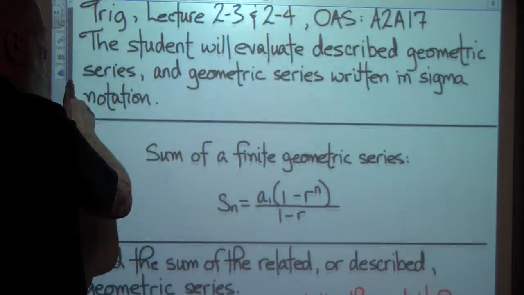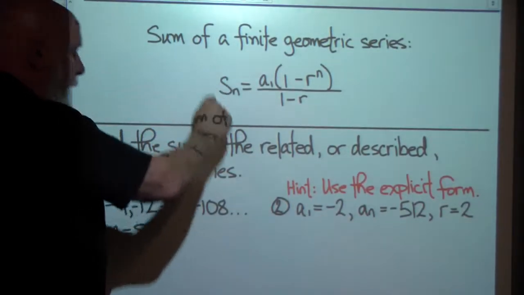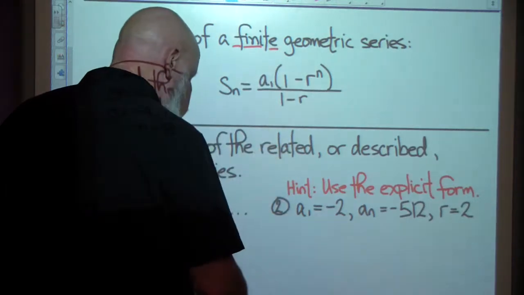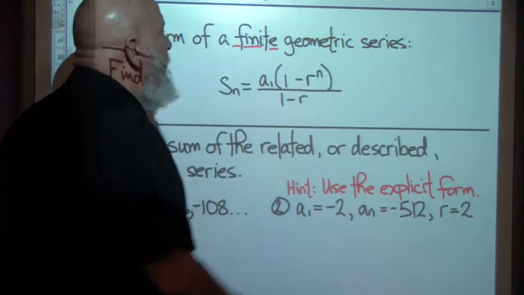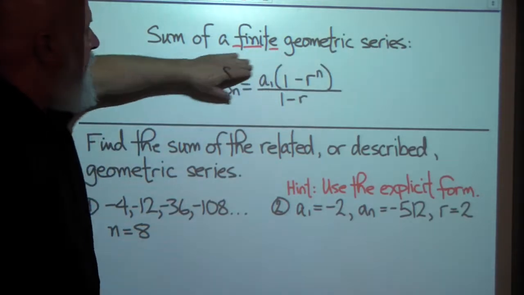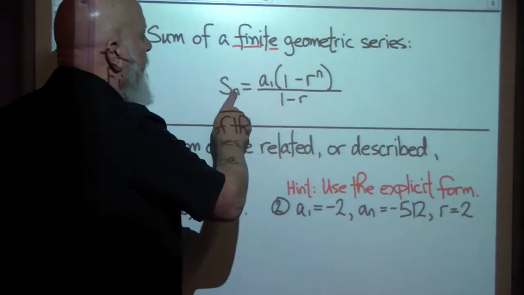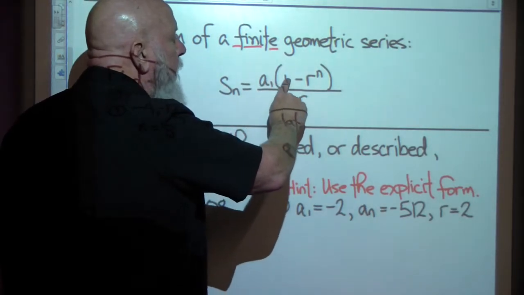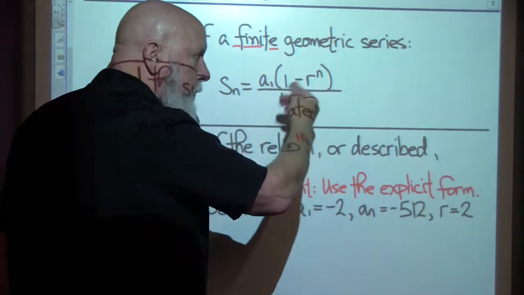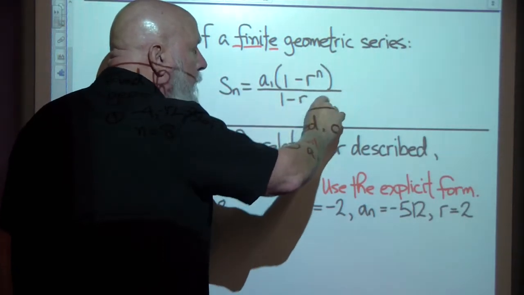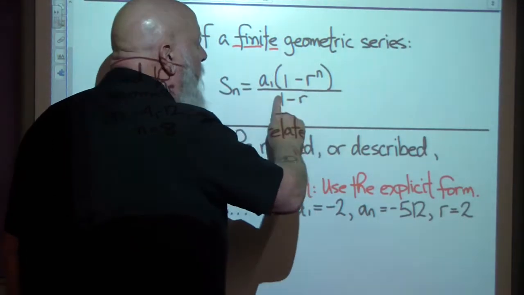So here we go. The sum of a finite geometric series, that means there's going to be a first term and a last term, not an infinite number of numbers, can be found using this formula. The sum of n terms is equal to the first term times the quantity 1 minus the common ratio, which we've talked about, raised to the number of terms, n, close that, over 1 minus r.